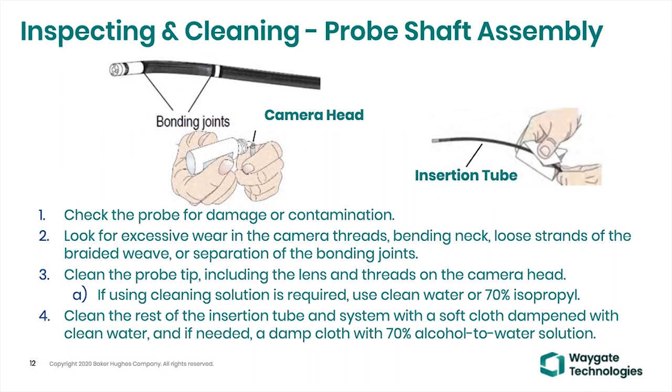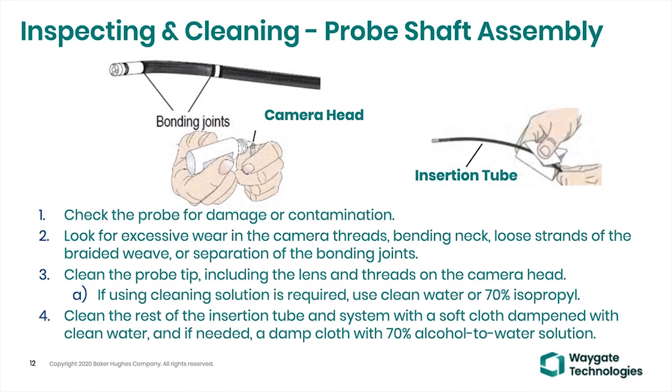So when you're cleaning this, you're going to be looking at the joints on the bending neck. On the left-hand side, you're going to be checking it for fraying. You're going to be checking it for any kind of damage. You're going to be wiping them down with alcohol, is what the manual calls for, a 70% isopropyl.